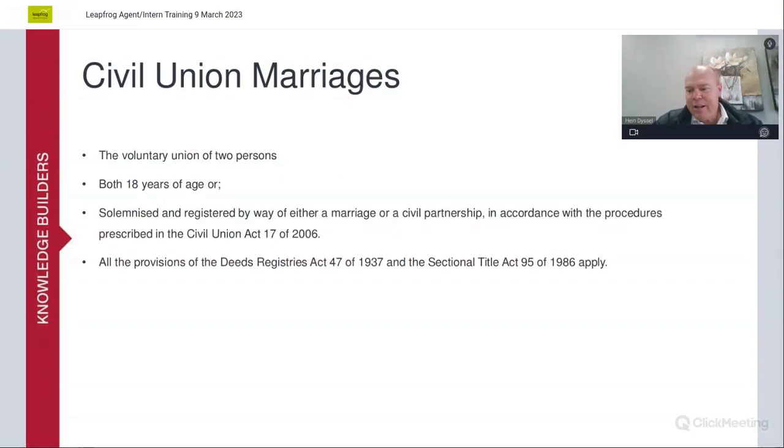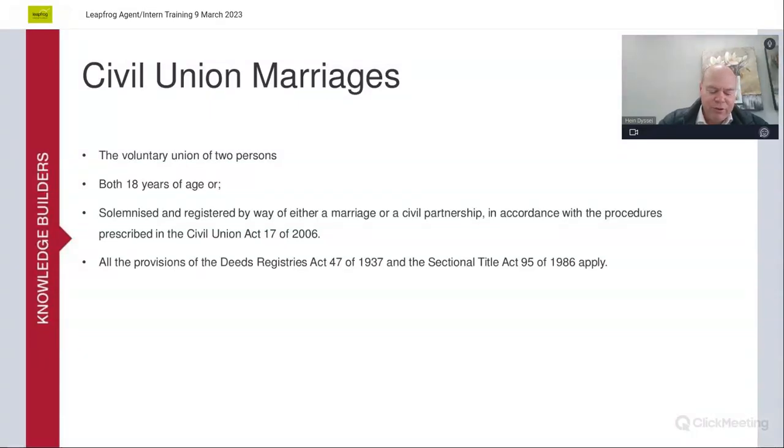Then if we have a look at civil union marriages, those are normally the same-sex marriages. The Marriage Act specifically defines a man and a woman getting married. So that is why the Civil Union Act came into operation, because the Marriage Act dealt with husband and wife, he, she, man, woman, which obviously couldn't cover us with gay marriages. So that is why the Civil Union Marriages Act came into operation to allow for same-sex couples to get married.